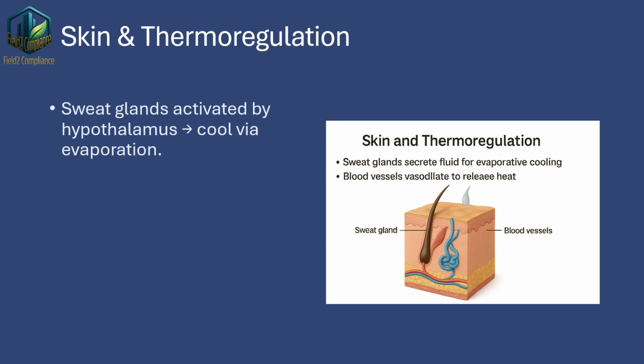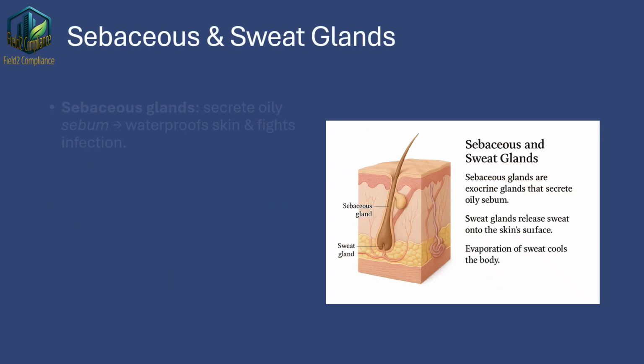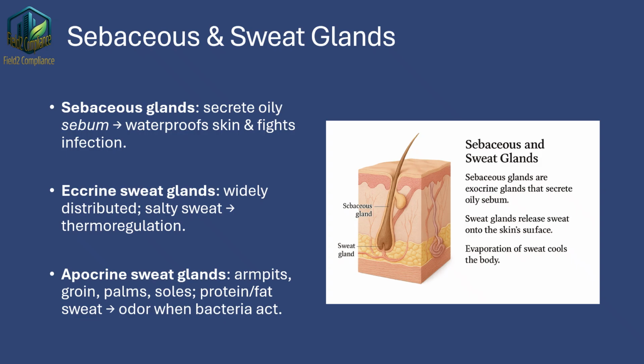Skin is central to body temperature control. Sweat cools us. Vessels widen to dump heat. And when cold, shivering kicks in with muscle activity to generate warmth. Sebaceous glands oil the skin and block microbes. Sweat glands keep us cool. Eccrine sweat is watery and everywhere. Apocrine sweat is rich, feeding bacteria and producing odor.